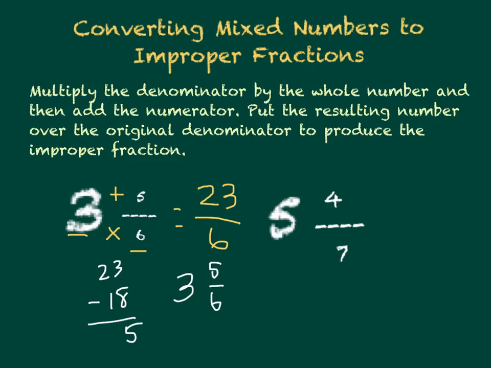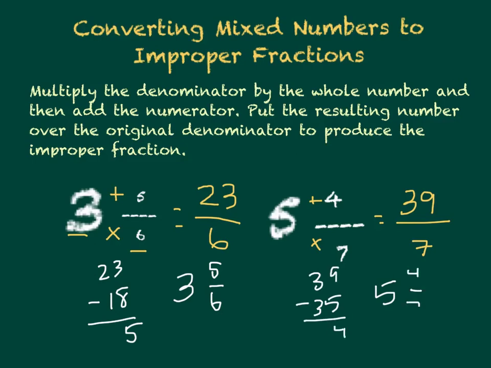With 5 and 4/7, again, I'm going to multiply 5 times 7, which is 35. I'm going to add 4, that becomes 39, which is my new numerator. And then 7 is going to stay the same. Again, I can check just by seeing that 7 goes into 39 5 times. 7 times 5 is 35. So 39 minus 35 is going to be 4. So I have 4/7, and my denominator never changes. Notice in both conversions, my denominator is never going to change.